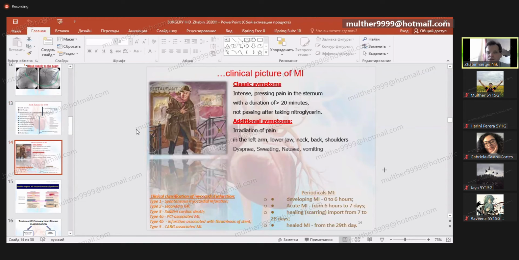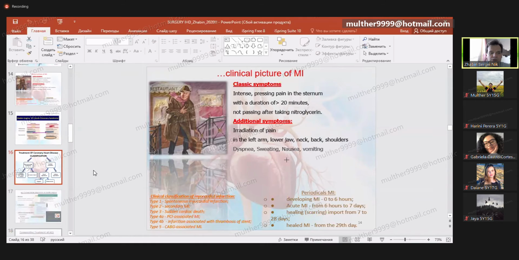It's clinical symptoms, and more often I explain to my students that the clinical picture of myocardial infarction is the same as the clinical picture of pulmonary embolism, and will include intense pain behind the sternum with a duration of 20 minutes, maybe another, and additional symptoms may include irradiation of pain to the left arm, lower jaw, neck, shoulder, and etc.